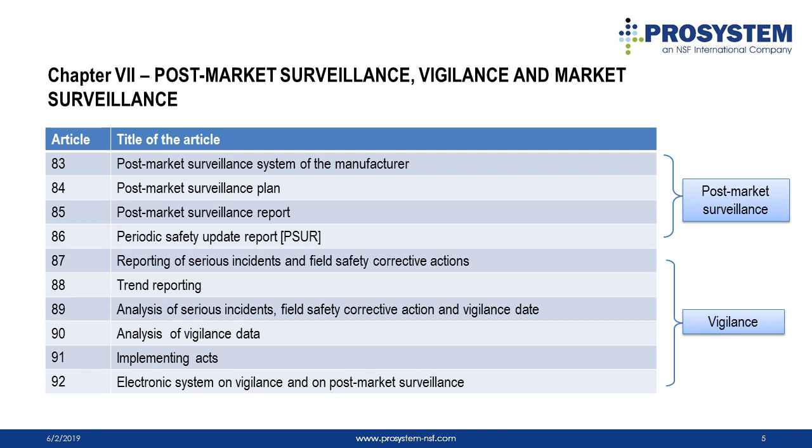Article 83 to Article 86 defines the requirements for PMS and obligations of manufacturers. Article 87 to 92 defines requirements on vigilance system and the obligations of the competent authorities. As you can see, there are several new elements defined that will be discussed later in this webinar. This includes, for example, defined planning and documentation of post-market surveillance outcome, as well as the new periodic safety update report for Class 2A, 2B, and Class 3 medical devices.